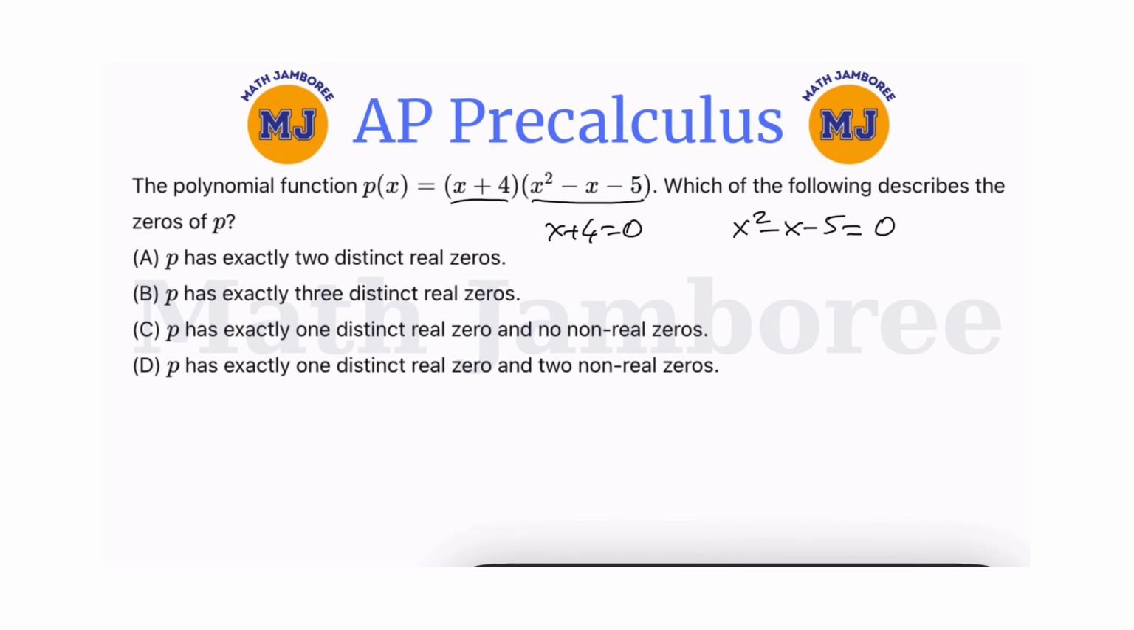So when you're solving, you're going to take away 4 from both sides on this one, and x becomes negative 4.